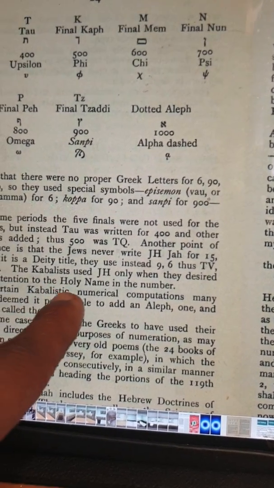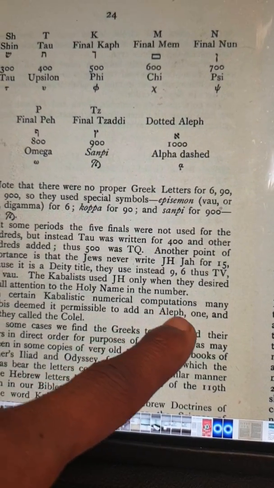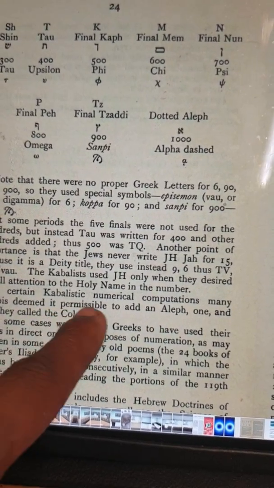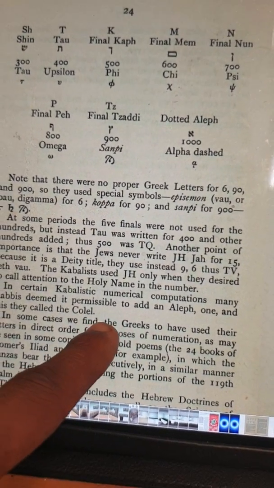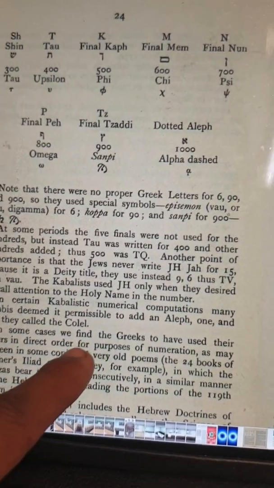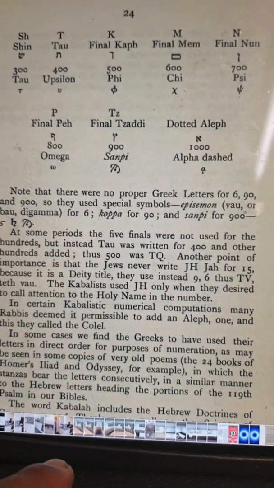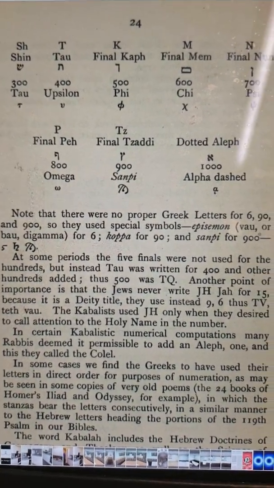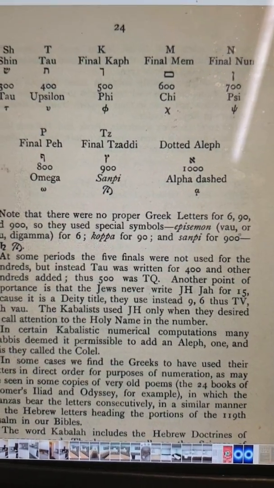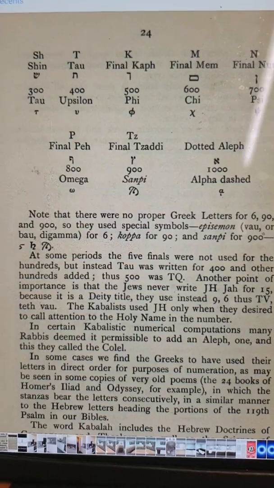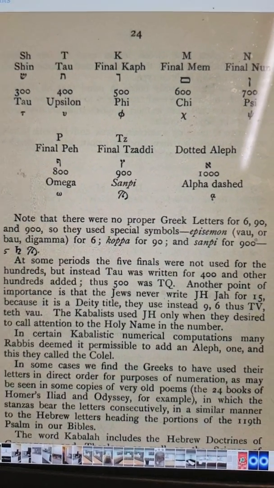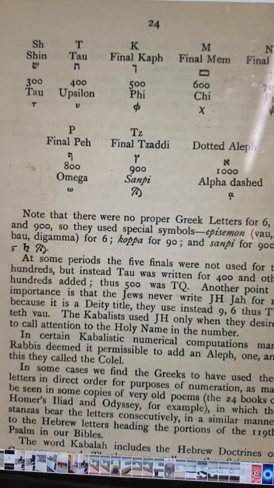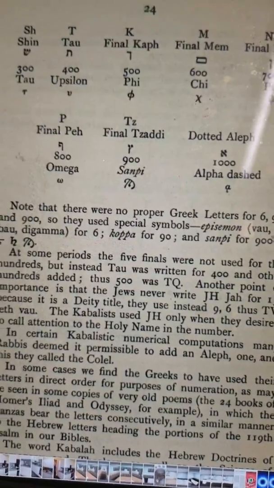The Kabbalists use JH only when they desire to call attention to the holy name in number. See, the number is more powerful. What I'm teaching here is very, very powerful, but it's been hidden. Why has it been hidden? Because we're only able to access a very limited amount of knowledge. Then we have to learn to process it. It's called the trivium: take knowledge and information, process it, and then apply it to action it and find wisdom through it.